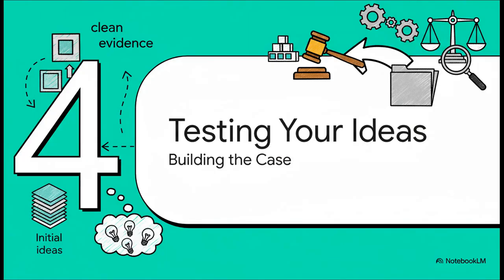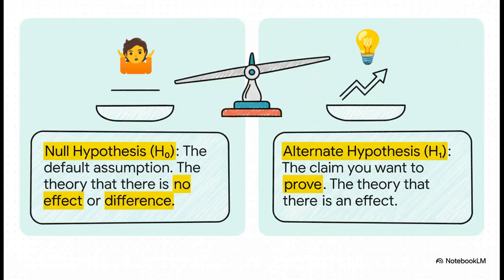Okay, so our evidence is organized, our initial leads are identified. Now it's time to move from just exploring to actually making an accusation. This is where we formally build our case and start testing our theories. This is step 6, and we do it by setting up two competing theories, kind of like in a courtroom. The null hypothesis is basically the presumption of innocence, the idea that nothing interesting is happening here. The alternate hypothesis, on the other hand, is the prosecution's case. It's your theory, the one you're trying to prove. The whole goal is to see if your evidence is strong enough to overturn that default assumption.